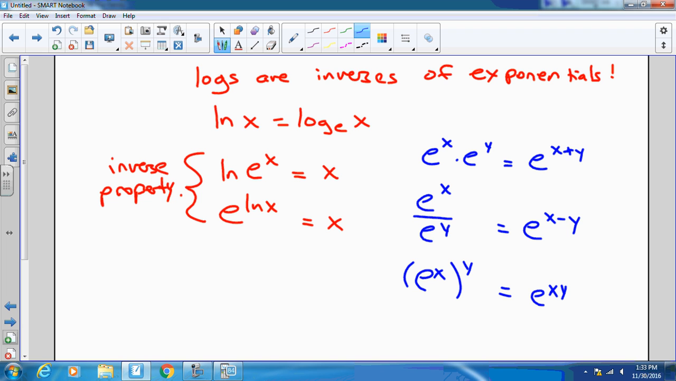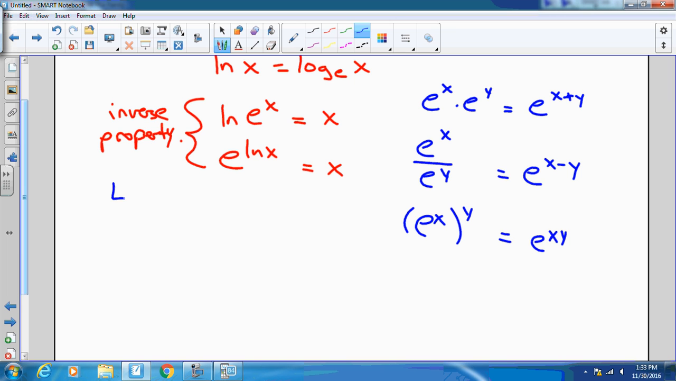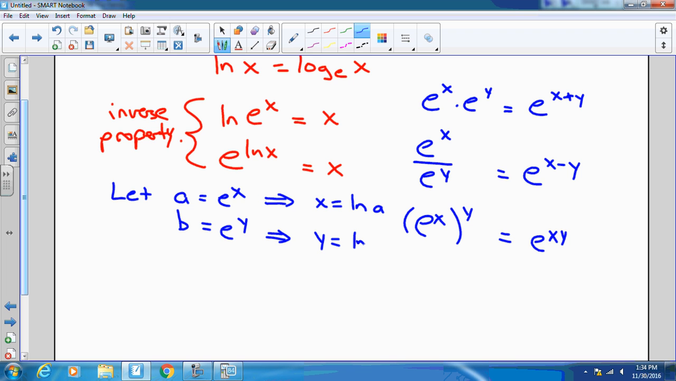Now, each one of these exponential properties is going to be reflected in the inverse over here. And to get there, what I'm going to do is to assign a couple of symbols. I'm going to say, let's let A be equal to e to the x, and let's let B equal e to the y. And if I make those assignments, then immediately x is equal to natural log A, and y is equal to natural log of B. Okay? Now with that in mind, let's take these exponential properties and let's rewrite them in terms of log properties.